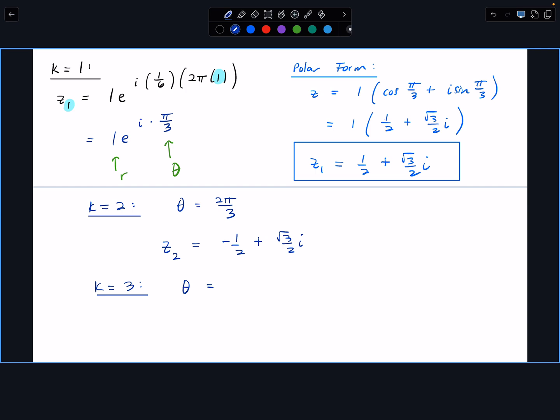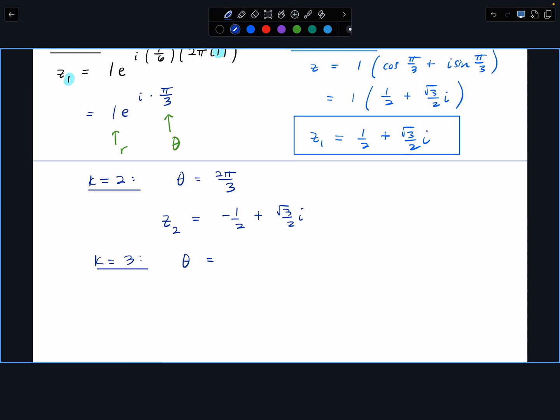2 pi over 3, that's 120, right? Plus another 60 degrees, what's 120 plus 60? 180. So that would just be pi. What are the coordinates at pi? Negative 1 comma 0, right? So how would I write that in rectangular form? Do I have to put the 0? So what do I just write? Negative 1? Is that what you said? No?